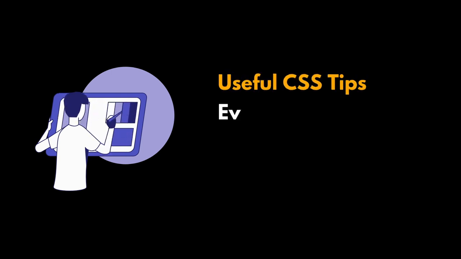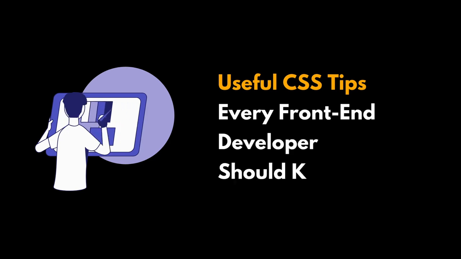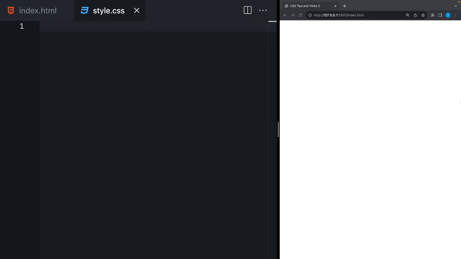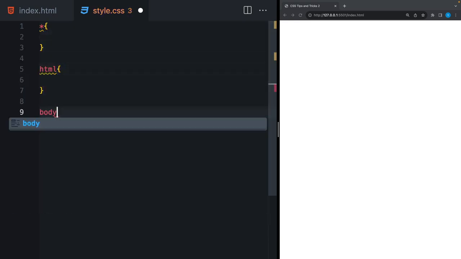Hello friends, today I will share some other CSS tips that every front-end developer should know. Firstly, I want to talk about the universal selector, the HTML tag, and the body tag.